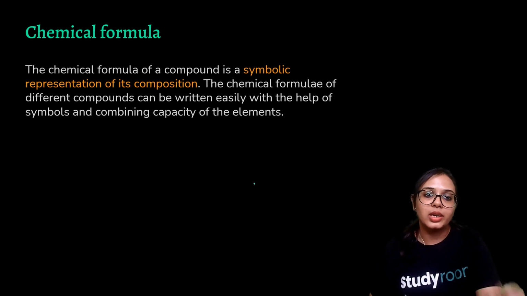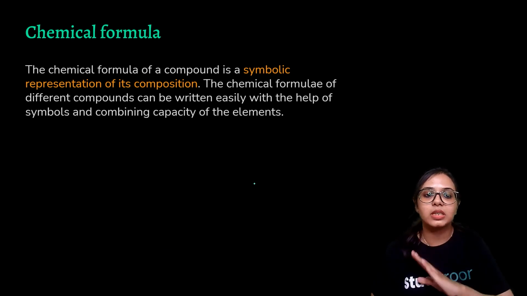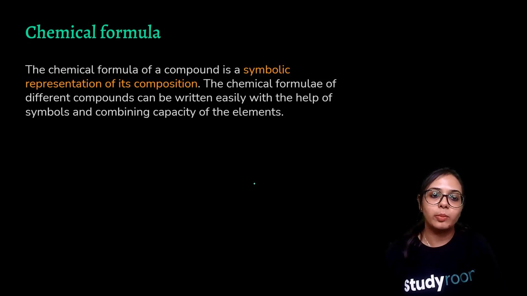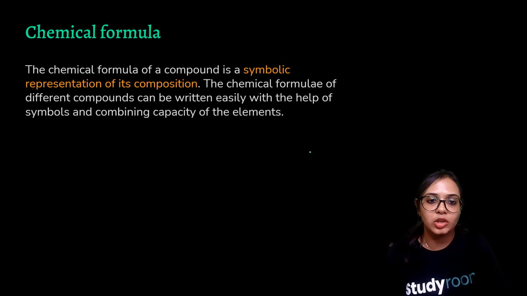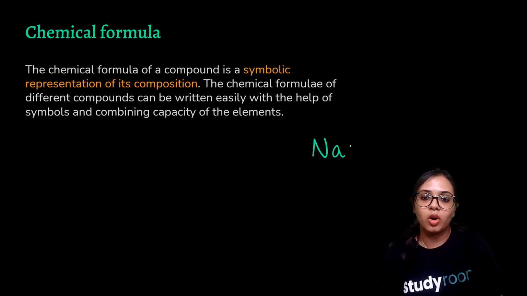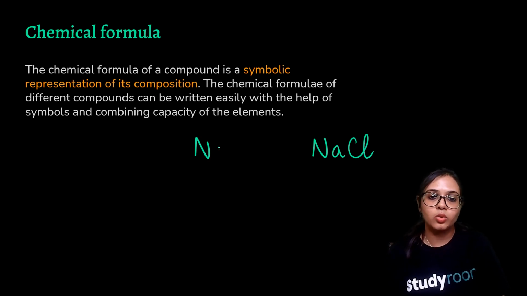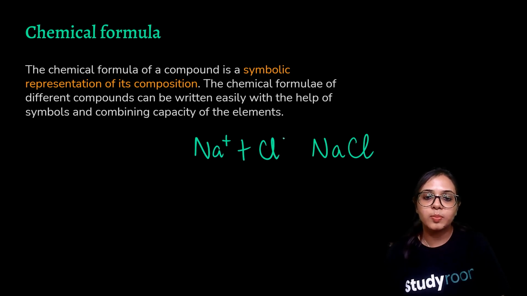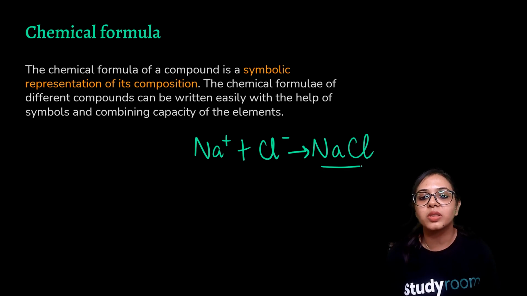Writing chemical formulae. What is a chemical formula? A chemical formula of a compound is a symbolic representation of its composition. The chemical formulae of different compounds can be written easily with the help of symbols and the combining capacity of the elements. So, for example, we saw sodium chloride and how sodium chloride is formed. This sequence determines how sodium chloride is formed. It is a symbolic representation of the composition of sodium chloride.